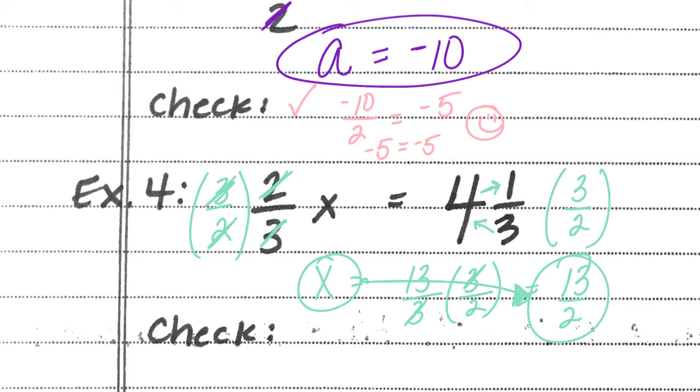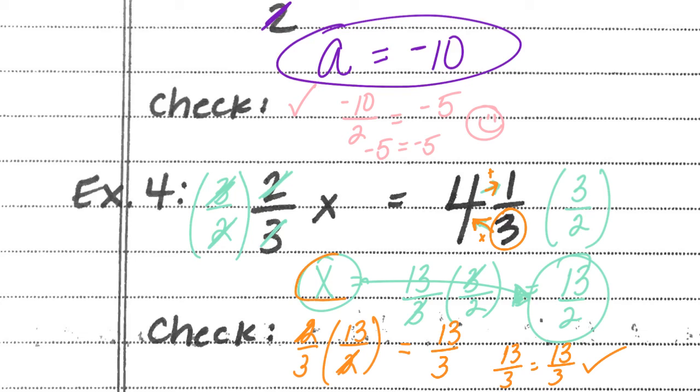Don't forget, we have to check. I'm going to check the original. 2/3 times 13 over 2 is equal to 13 over 3, because remember this was 3 times 4 is 12, plus 1 is 13 over 3. These cancel out. Is 13 over 3 equal to 13 over 3? Yes, that one checked through. So x is equal to 13 over 2. Wow, that's very similar.